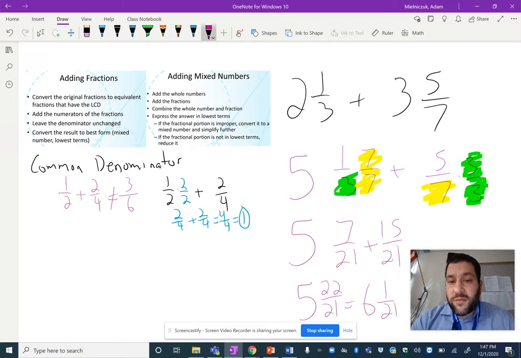So what do we remember from this video? The most important part: you must find a common denominator before adding or subtracting fractions or mixed numbers.